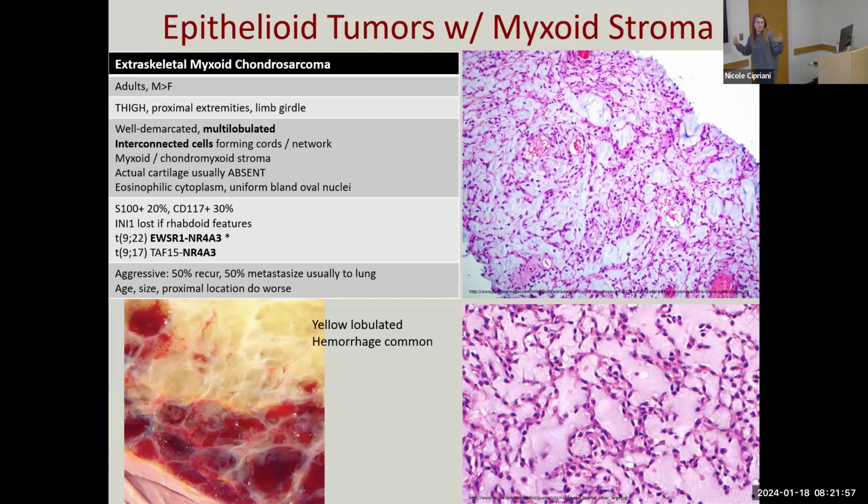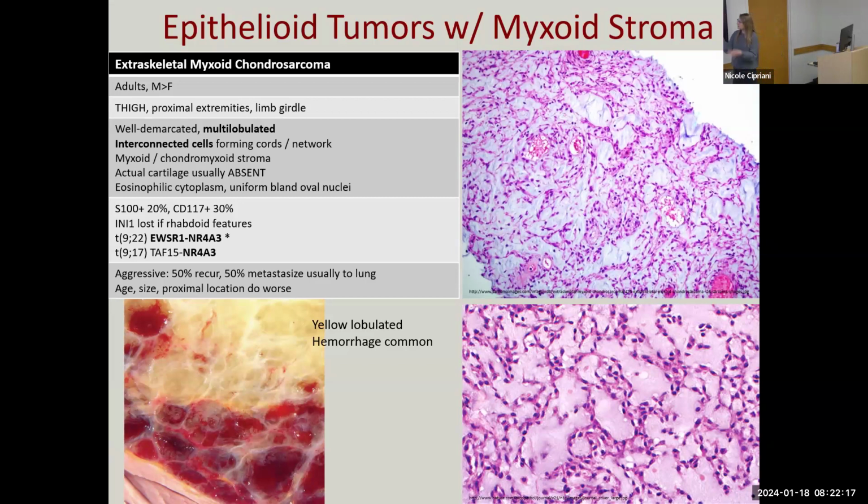have a good immunoprofile. You can't really prove it with IHC because either you're going to have some weak S100, maybe c-KIT, or nothing. This may stain for nothing. So you have to prove it with genetics, which is NR4A3 rearrangement.